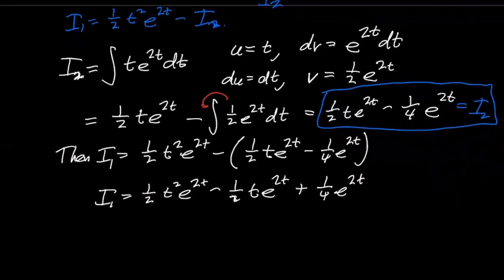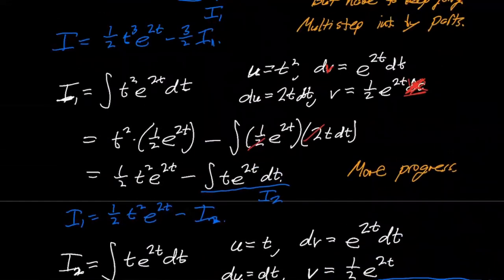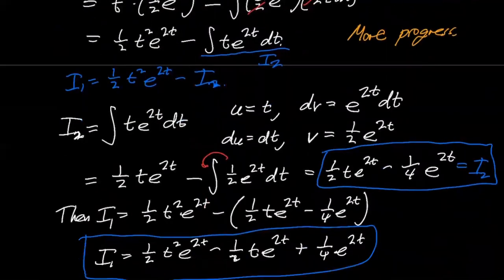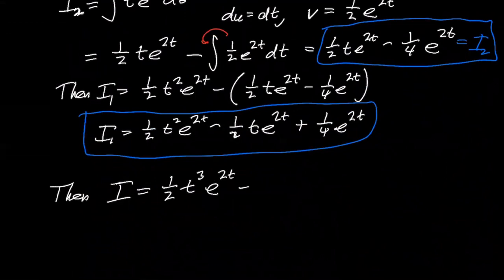And then we can plug this in. Here, let me put a little box around this. And then we can plug this in all the way back up in this formula here, right? And then we'll get I. So I is 1/2 t cubed e to the 2t minus 3/2. Can't forget about that 3/2 right there. So let me try to be careful. It's almost easier on paper. So then I was 1/2 t cubed e to the 2t minus 3/2. And then we're going to plug in this expression for I2, right?